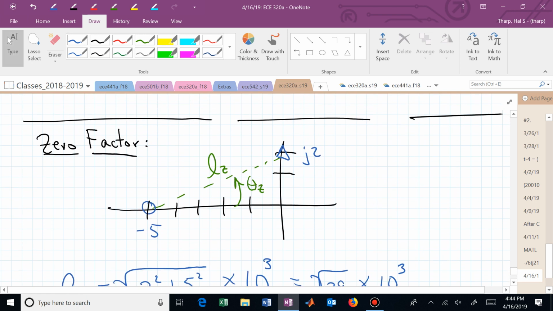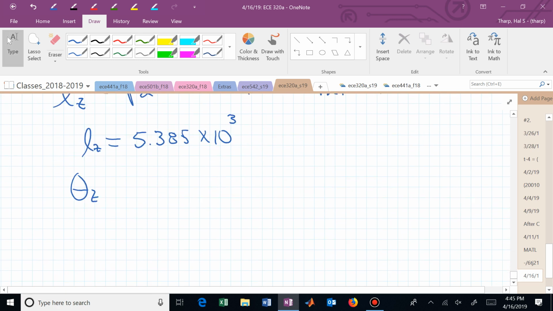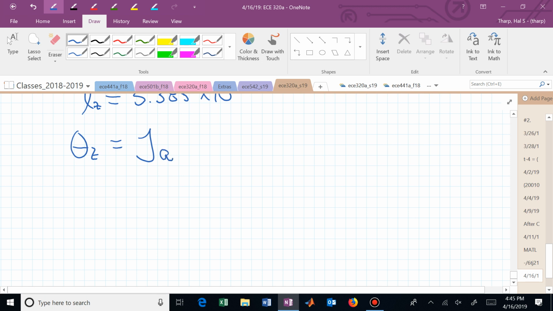Now you may want to bring a protractor to your exam, but you can calculate that. You're up 2 and you're over 5. So the inverse tangent of opposite over adjacent. Theta sub z is now the inverse tangent of opposite 2 over adjacent, which is 5. And if you'd drawn it accurately, you could sort of eyeball, oh, that was about a 22-degree angle to get you from that zero to that position of j2.